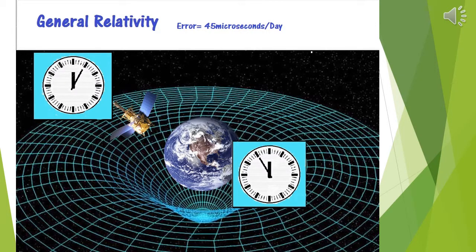Now, general relativity also plays a significant role. The key to general relativity is the fact that gravity alters time. Clocks farther away from Earth, where gravity is weaker, run faster than clocks that are closer to Earth. The GPS satellites are located at 20,000 km above Earth's surface, where gravity is much weaker, which causes the clocks to run 45 microseconds faster per day.